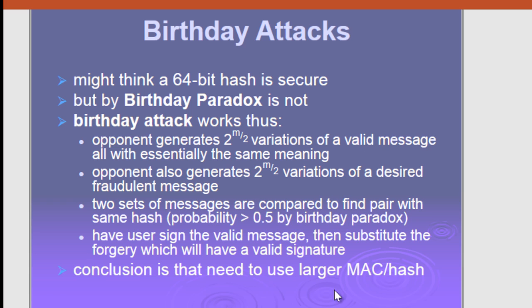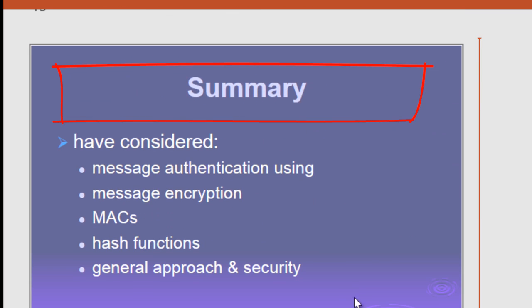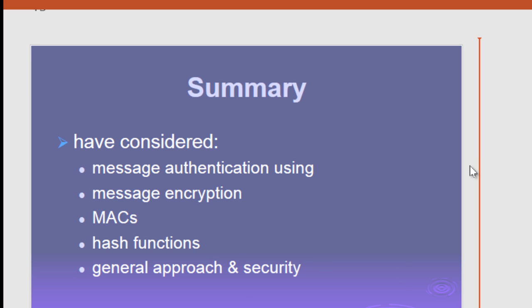But if you use larger MAC or hash values, you can protect against this. Let's go to the summary. In this chapter, we discussed message authentication, what message authentication is, and the different types of authentication. We have three types: message encryption, either with a private key or a public key, calculated MACs, and finally hash functions. So this is all about the MAC codes and the hash functions.